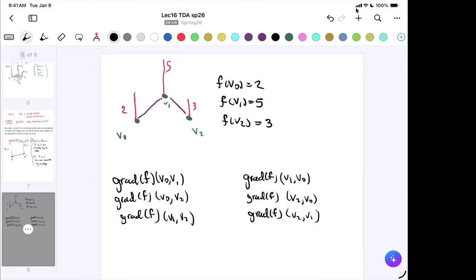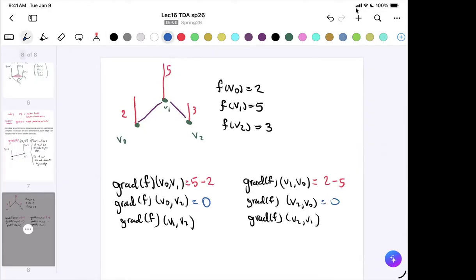So this would be 5 minus 2, right? And the other one just goes the other way, so it's 2 minus 5. And then the next one is v2 minus v0, there you just assign it 0 because these are not connected by an edge. So that's the easiest way. And then the other one, v2 minus v1, so it's 3 minus 5, right? And then 5 minus 3. Okay.